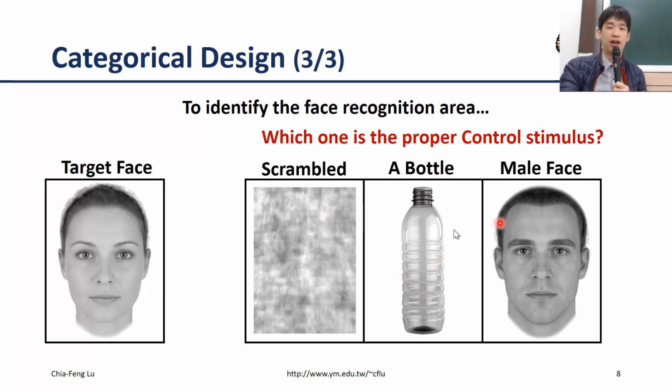This may be a better choice, because you have a concrete shape, but not a human face. So a bottle, compared to the other two, is the better reference if you want to do the subtraction between your face task and the object task. Okay, so think about this when you do the categorical design. If you want to hold the assumption of pure insertion, picking the right reference or the right control stimulus is a very essential issue that you need to keep in mind.